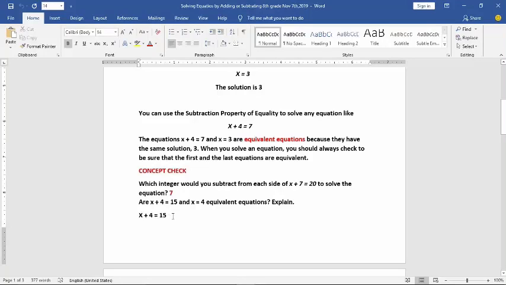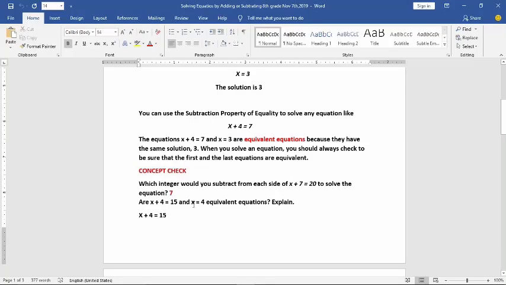I undo the addition here. Because I have x plus 4, I have to put minus 4 here and minus 4 here. I write the inverse operation. Here I put minus 4 to isolate the variable, that means to leave it by itself. And 15 minus 4 is 11. The answer is 11. X is 11.